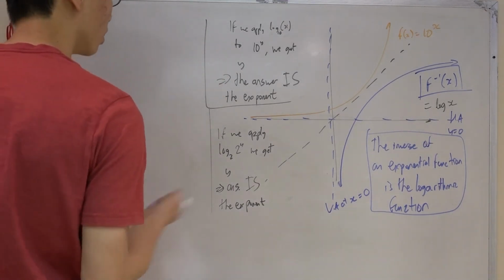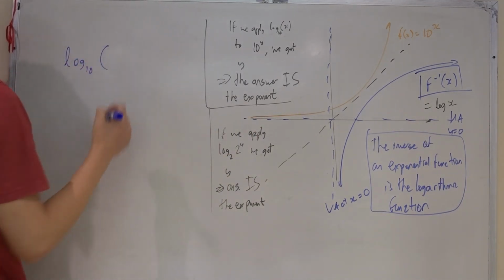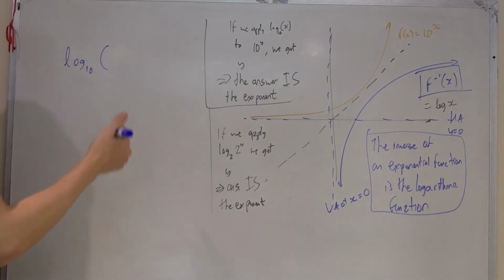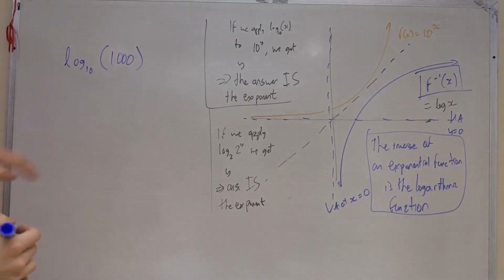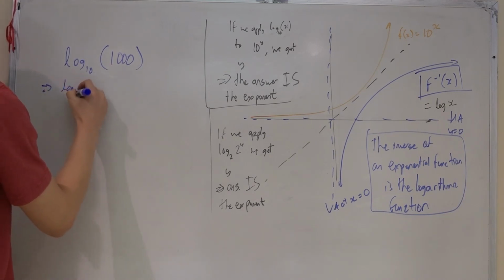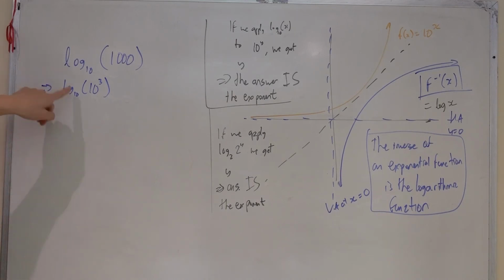Let's just see. So for example, log base 10 of, I don't know, pick a number. Let's just try 1,000. Well, we know that 1,000 is equal to 10 to the 3. So log base 10 of 10 to the 3. But remember what log base 10 does? It kills the 10 and it brings us 3. So log base 10 of 1,000 is going to give us 3.